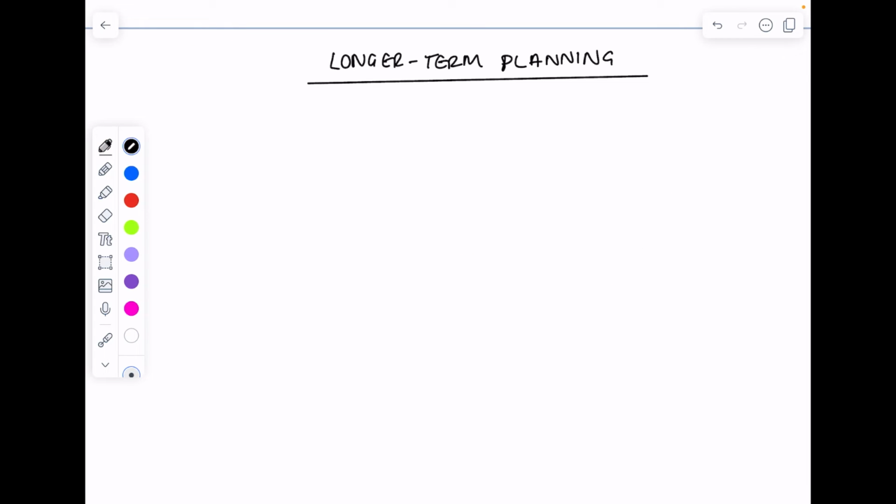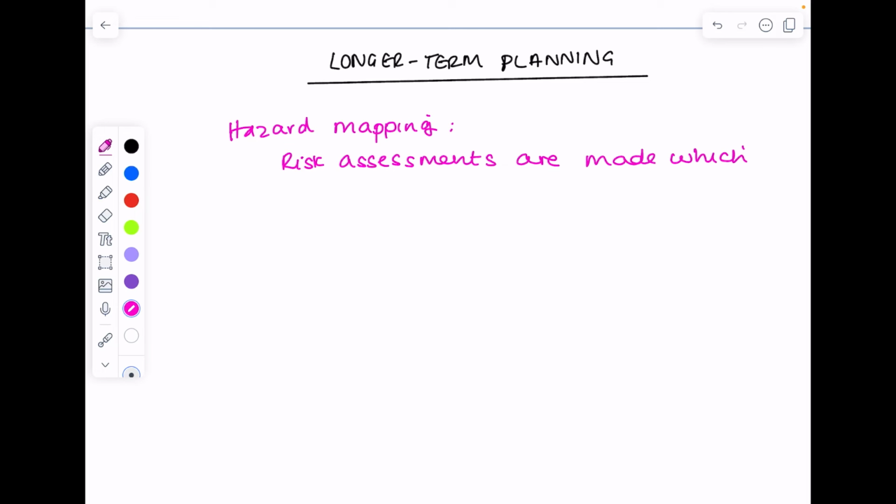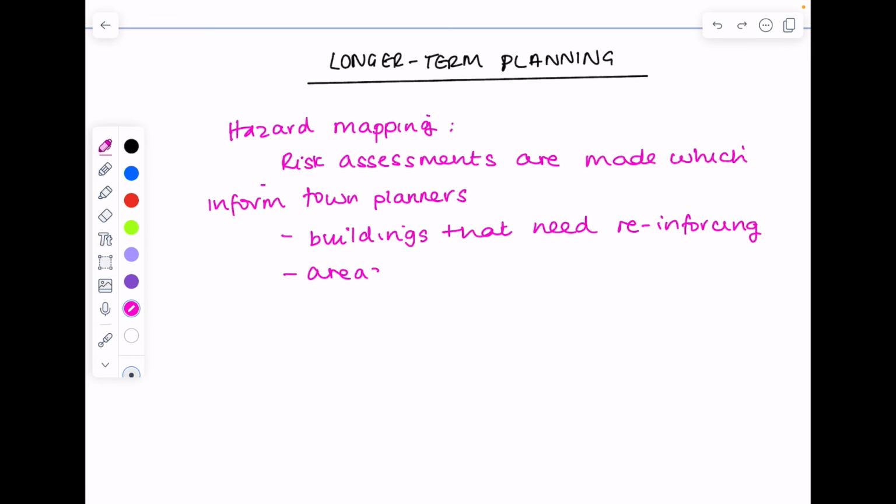Now we're going to discuss longer term planning. This is the approach that governments can take in order to reduce the impact of earthquakes. An important one here is hazard mapping. This involves risk assessments being made, which inform town planners of really two things: which buildings need reinforcing and where to avoid building.